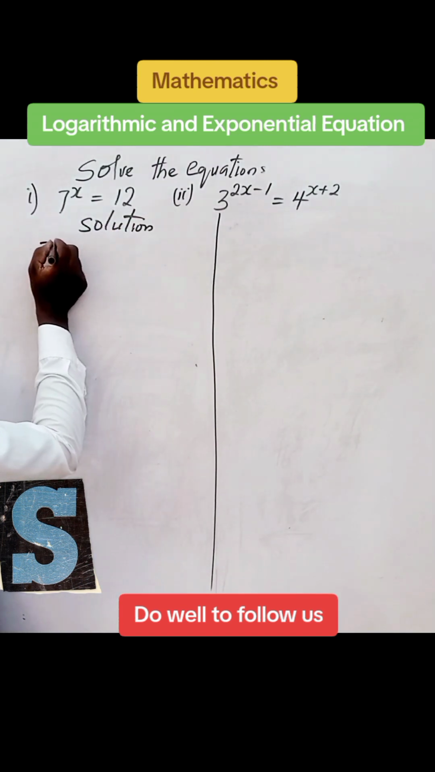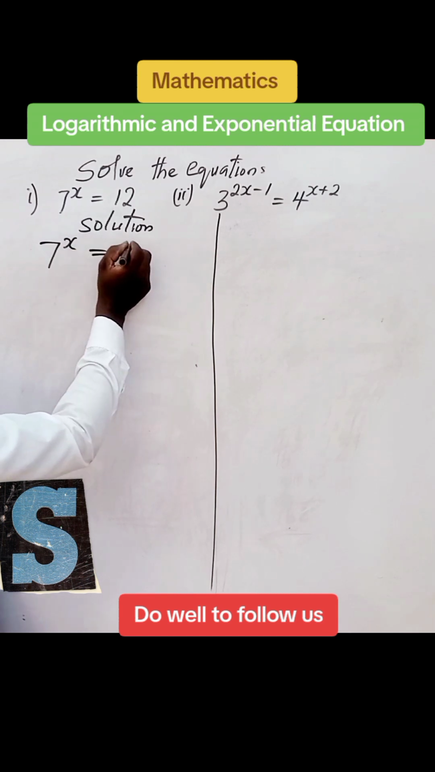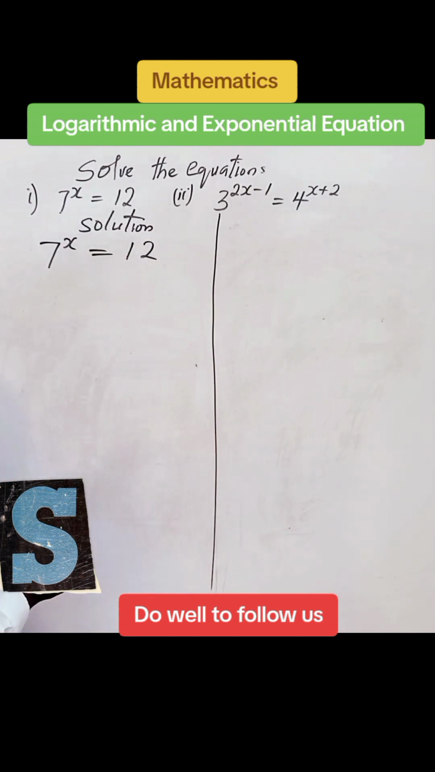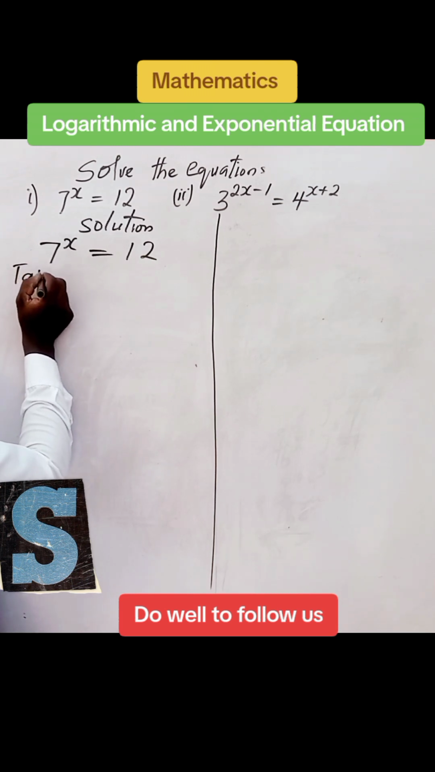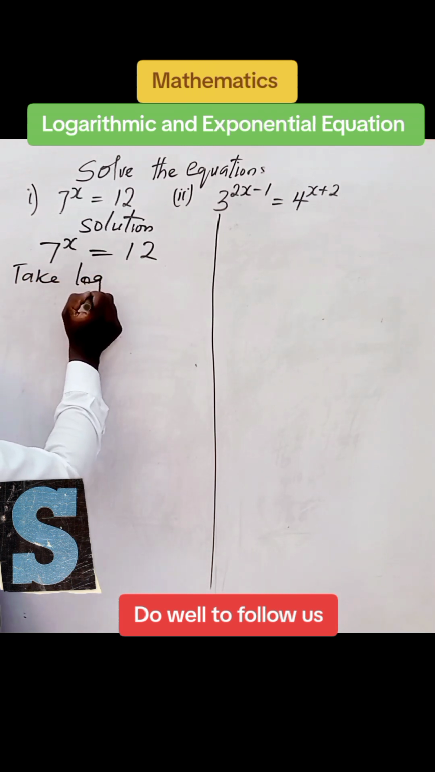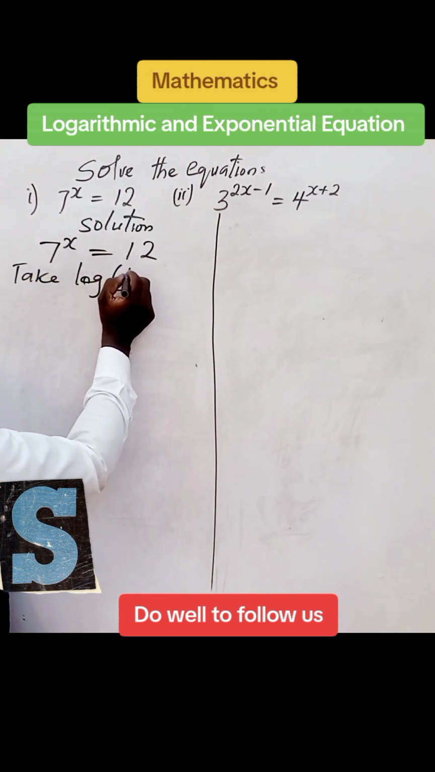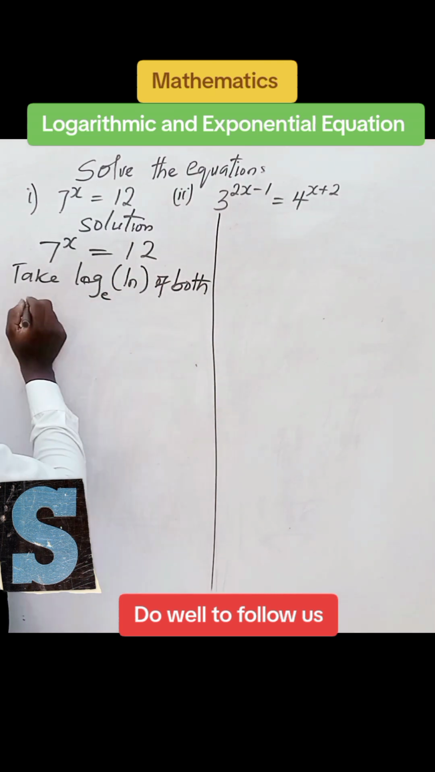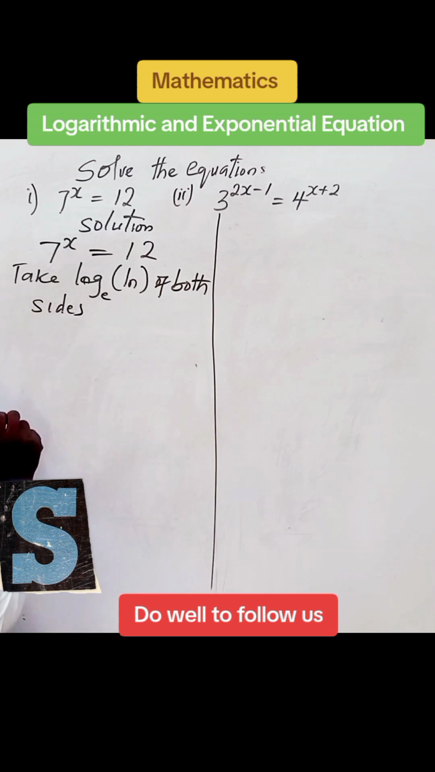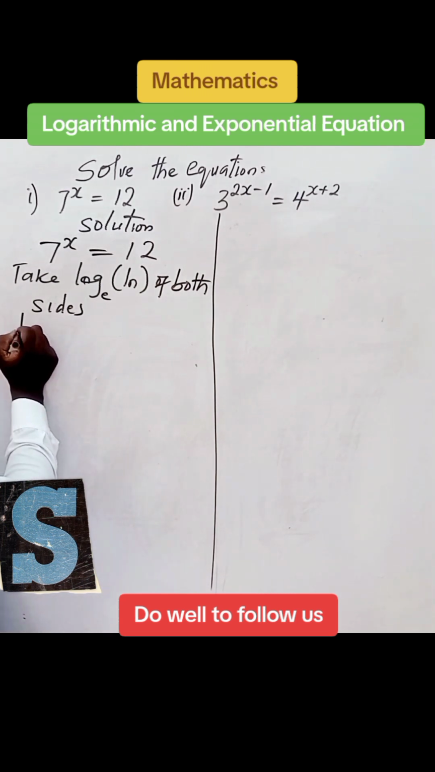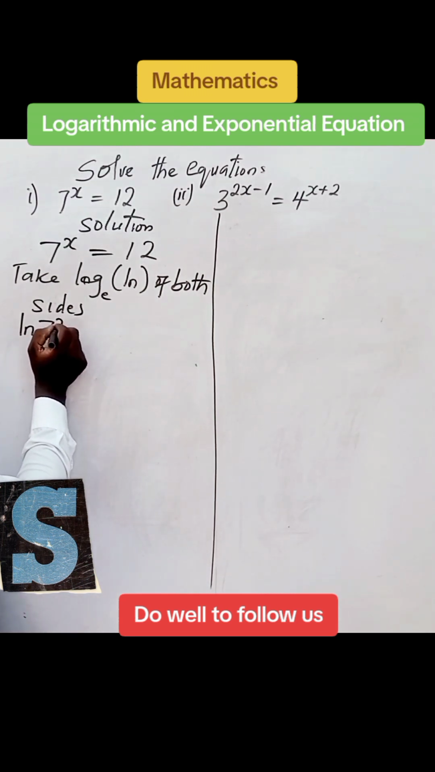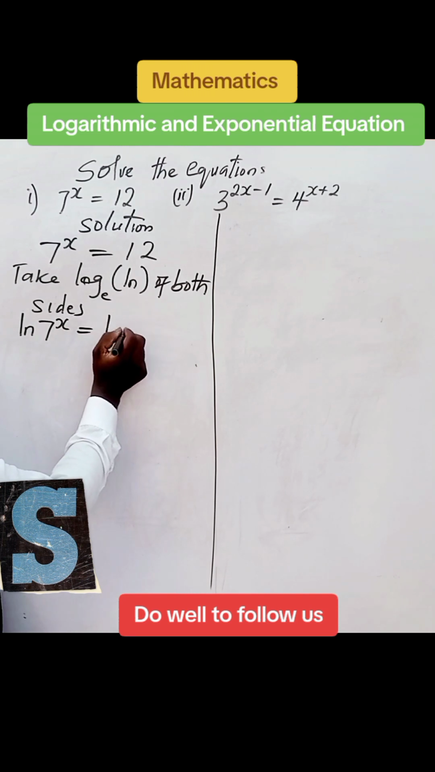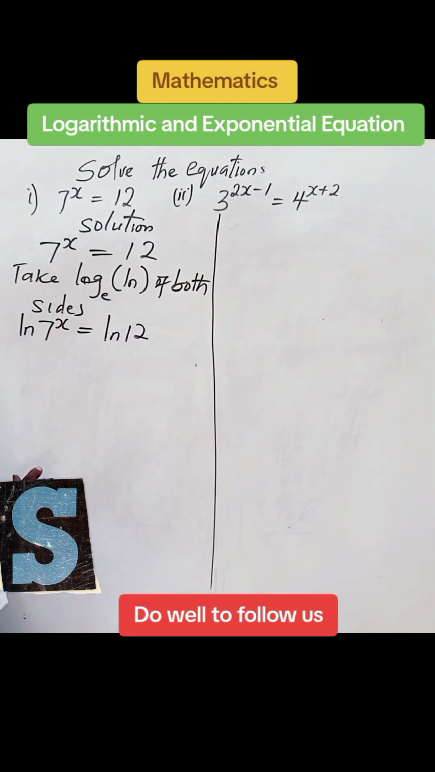So quickly you say 7 raised to the power of x equals 12. That is the question. So what you do is to take log base e of both sides. Alright? So when we've done that, it'll give you ln 7 raised to the power of x equals ln 12. So ln is another way of writing log to base e, a short form of it.